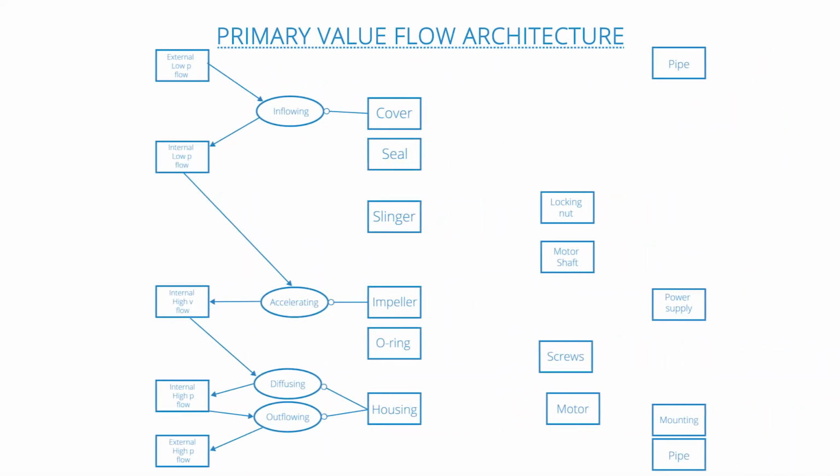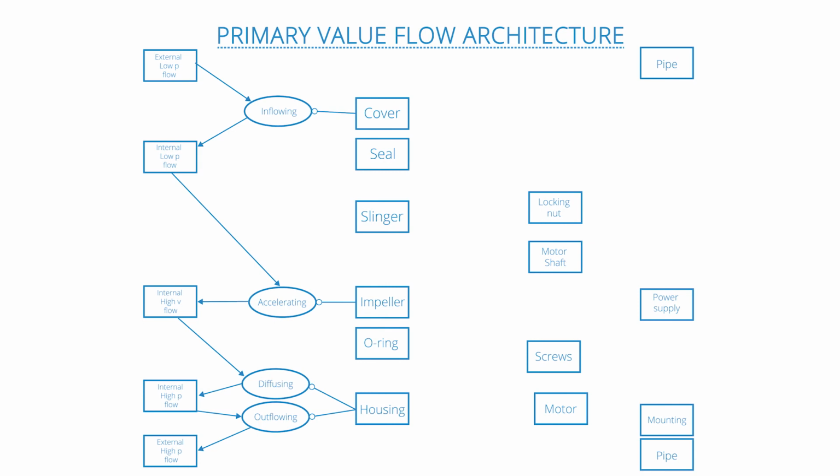We can also return to our pump and see how we can use information about the system architecture to better understand the function of the pump. Again, we'll start with the primary value flow functional architecture shown here on the left-hand side. We have the cover, which participates in inflowing, the external to the internal flow, the impeller, which accelerates the internal flow, and so forth. But there are still some pieces left from this reverse engineering view. We have a seal and a slinger and an O-ring. What do these pieces of form actually do?